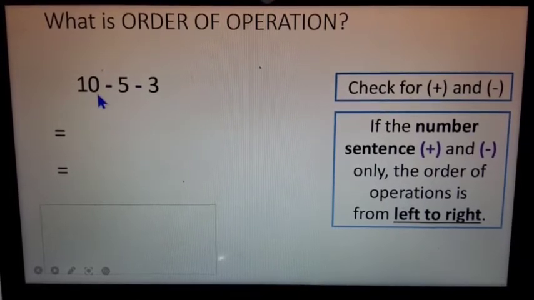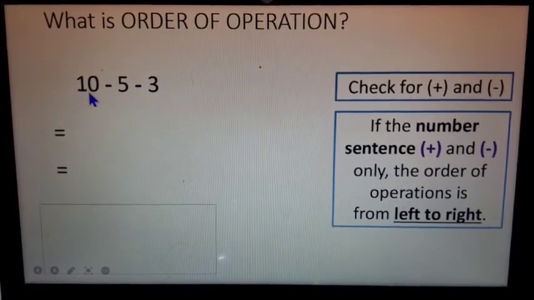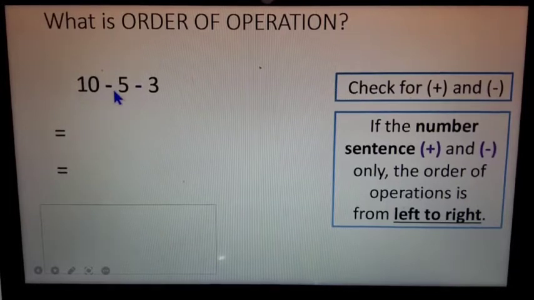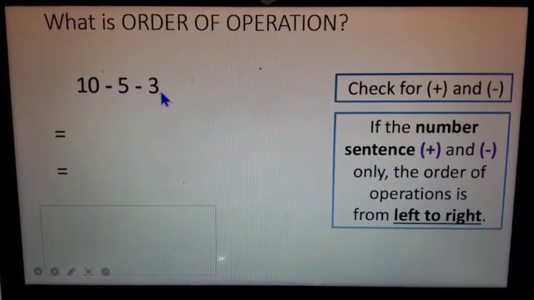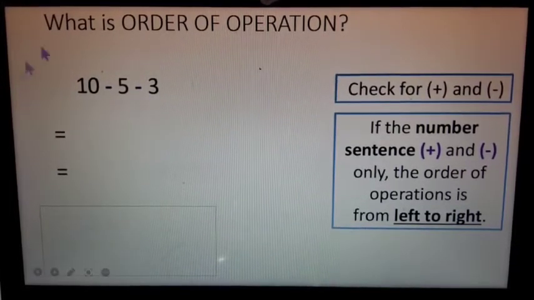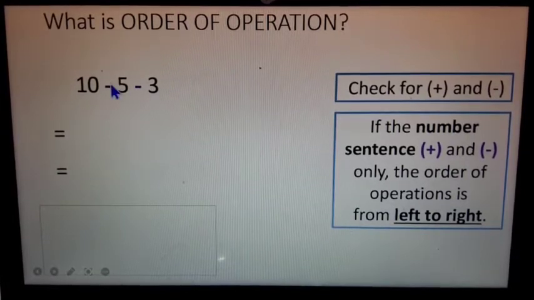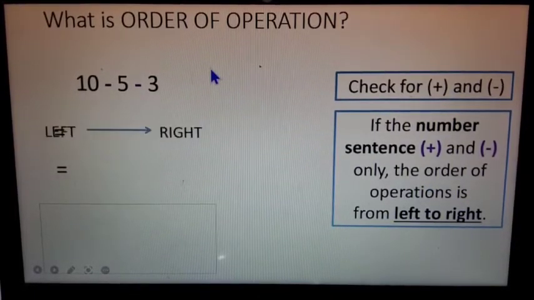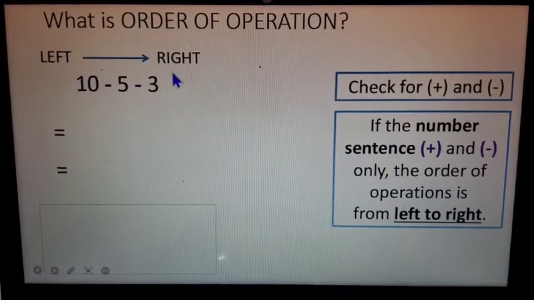If you see here, the operation has minus and minus in it. The number sentence is 10 minus 5 minus 3. Alright? So if you see here, there is only minus in it. So what should you do? You can start the operation from left to right, because there is only minus in it.